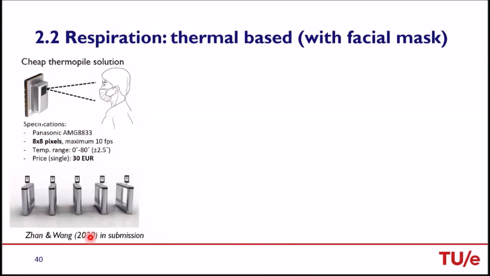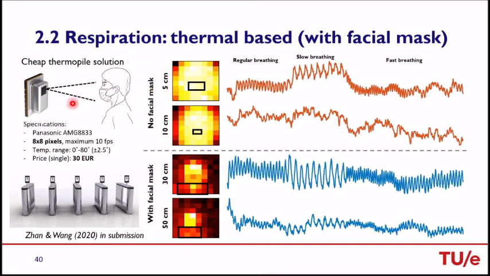And we also proposed a solution for this measurement using a cheap thermopile, which is a low-resolution thermal array sensor. It has only 8 by 8 pixels, and the temperature range and accuracy are not very high. But the good point is that the price is very cheap. The reason why we can use the thermopile solution is that the facial mask already increases the ROI size, so we do not really need a high-resolution thermal camera.